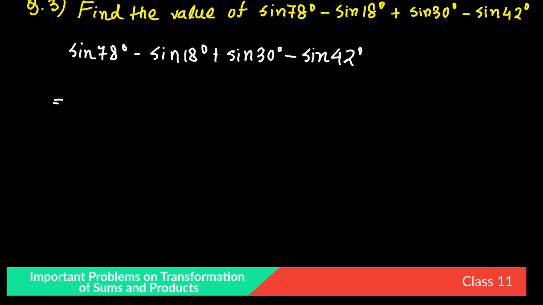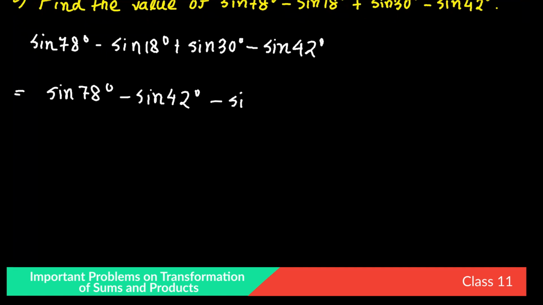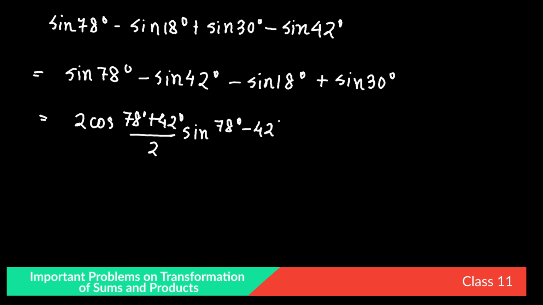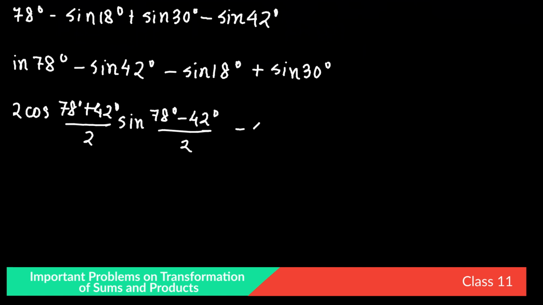Okay. So we will write like this, that sine 78 minus sine 42. We will take 78 and 42 as a pair. Okay. So sine 78 minus sine 42 minus sine 18 plus sine 30. Now, if we here apply the formula of sine c minus sine d, so it is actually what? 2 cos of c plus d by 2, that means 78 plus 42 by 2, sine of c minus d by 2, that means 78 minus 42 by 2, minus sine 18 plus sine 30.